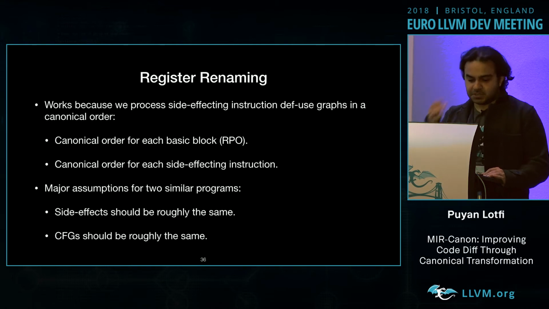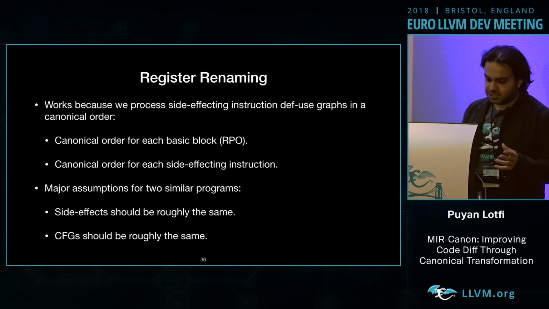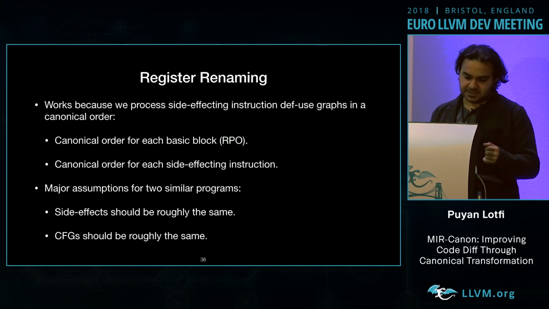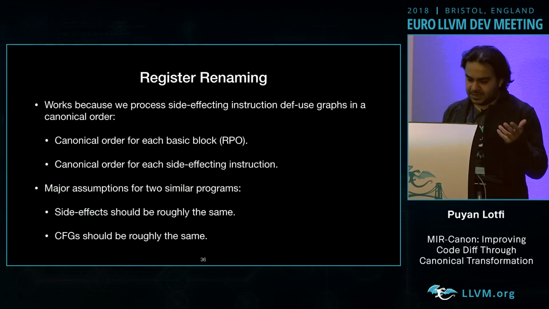The two major assumptions made here are that two similar programs, if they're semantically similar, should have roughly the same side effects in roughly the same places, because, you know, they're stores to memory. If they mean the same thing, probably their stores are lining up in roughly the same way. And also that the CFGs are probably roughly the same, if not identical. And in the case of diffing GlobalISel versus SelectionDAG ISel, this has been pretty effective. It's been a pretty decent assumption.